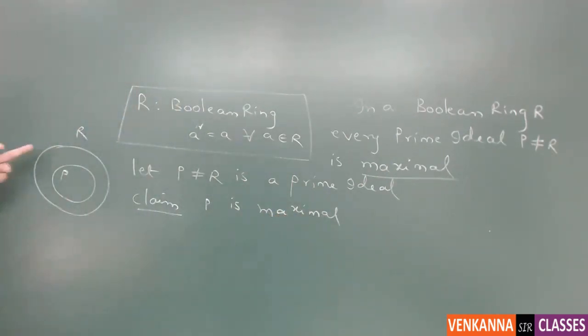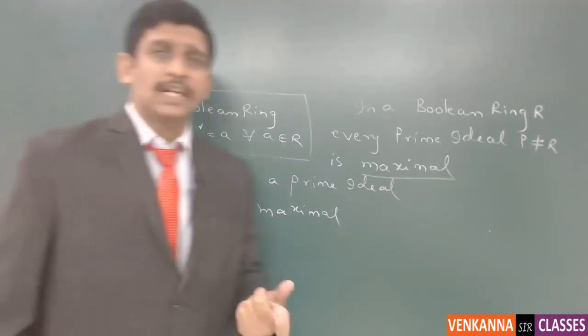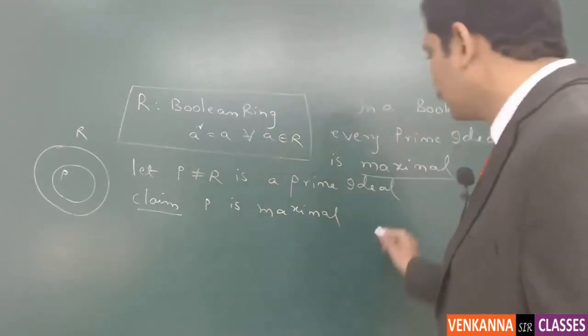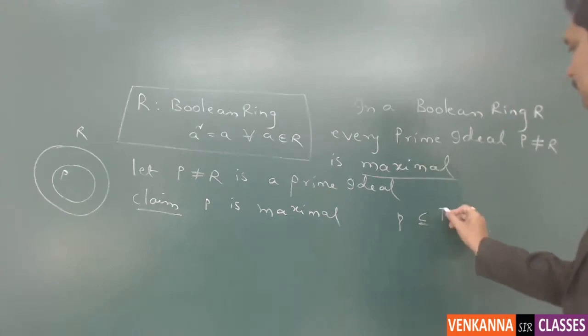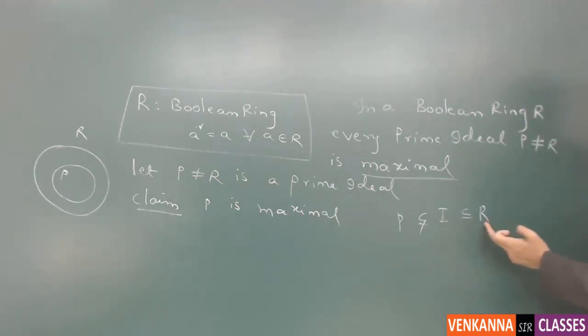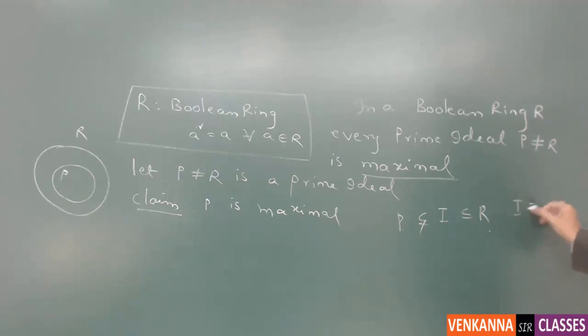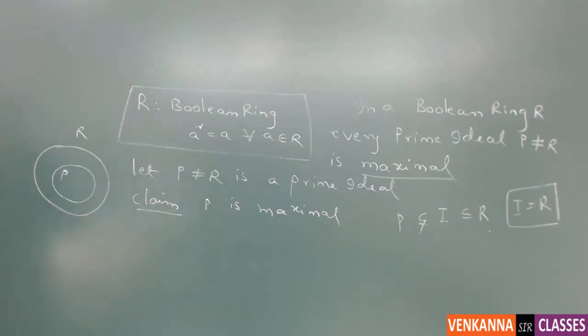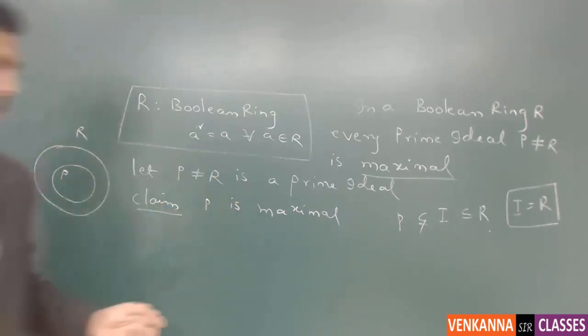It means that there is no other ideal of R which is bigger than P and smaller than R. The usual technique we follow to show that P is maximal is to take any ideal I such that P is a proper subset of I and I is a subset of R. If you prove that I is equal to R, then automatically, as per the definition, P becomes maximal. Do you accept it? Yes or no. Right.